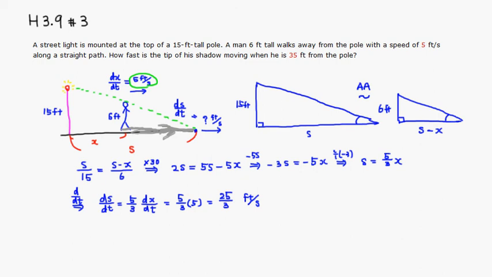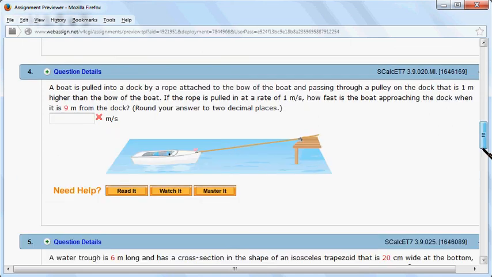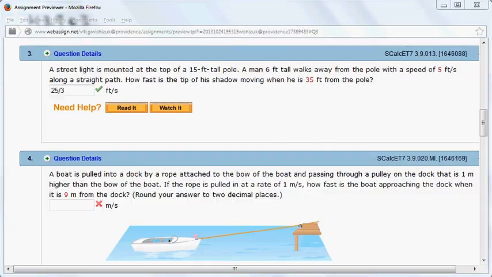So let's type this in. The answer was 25 over 3. Let's check the answer. It came back and looks like we got this one correctly. That's it. I hope that this was clear.